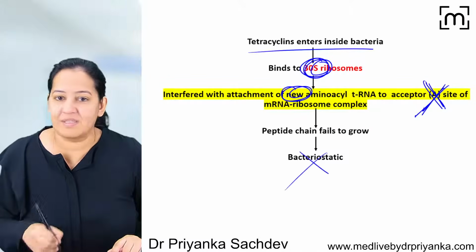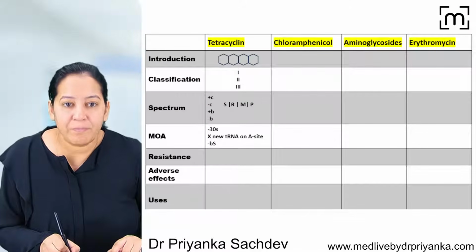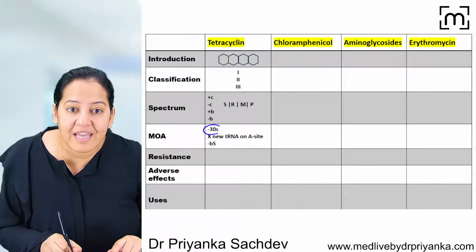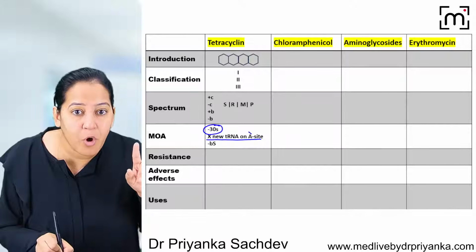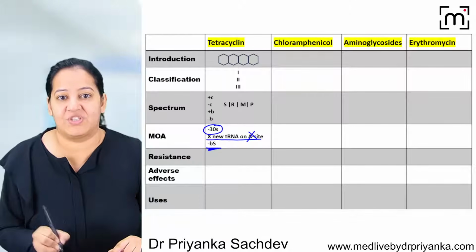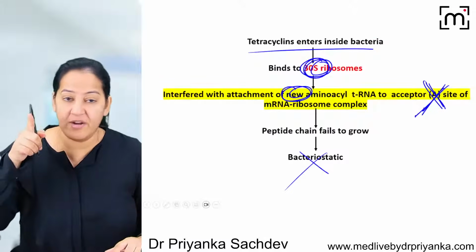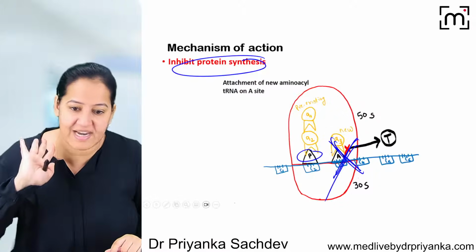Okay, so the protein synthesis cannot take place. Say yes. So please write down, it acts on 30S, not on 50S. It blocks step number 2. That is, it blocks the A site. And this one is bacteriostatic. Please learn the summary. Okay, and you can draw this flowchart, you can understand this diagram well.